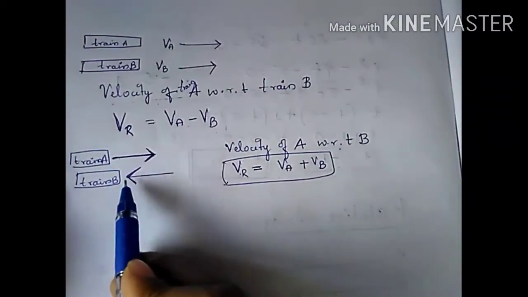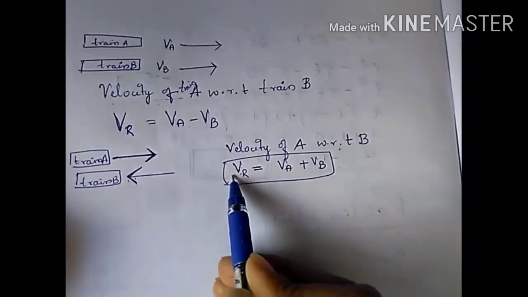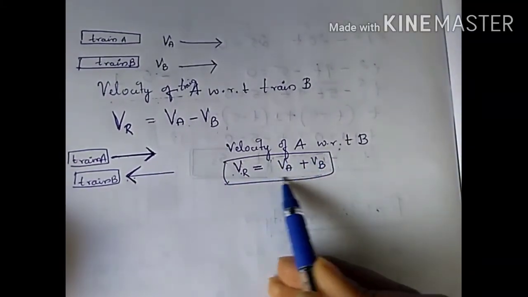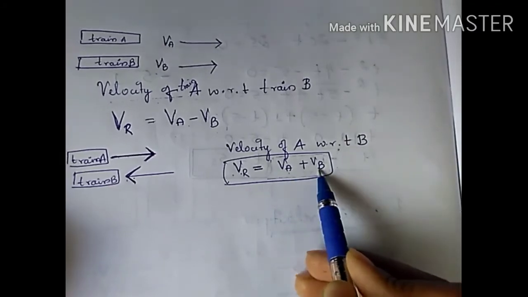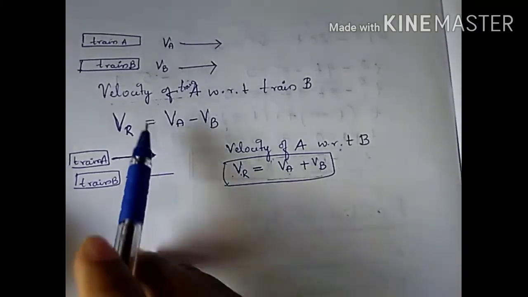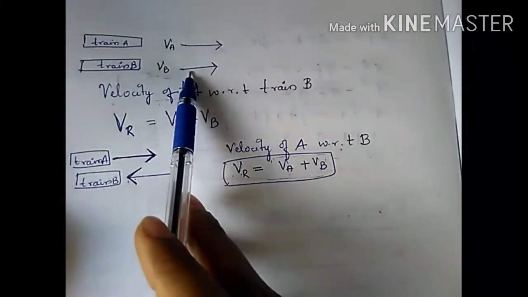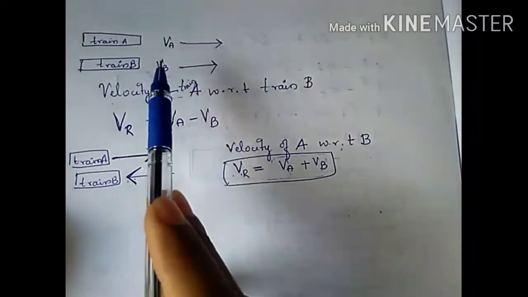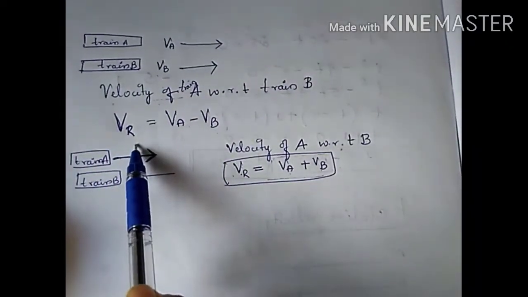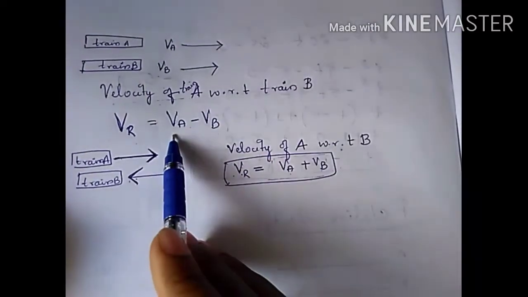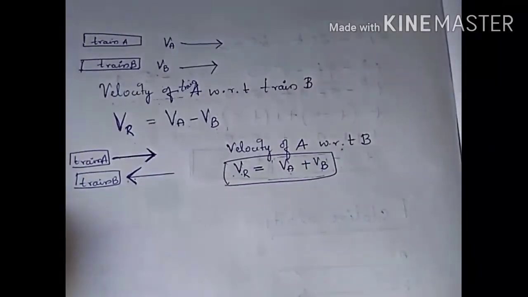So whenever the two trains are in opposite directions, the relative velocity is the sum of the velocity of the first train and the velocity of the second train. If the two trains are moving in the same direction with velocities VA and VB, then VR can be given as VA minus VB.